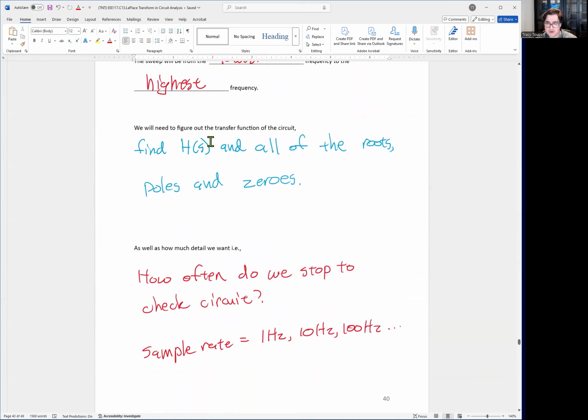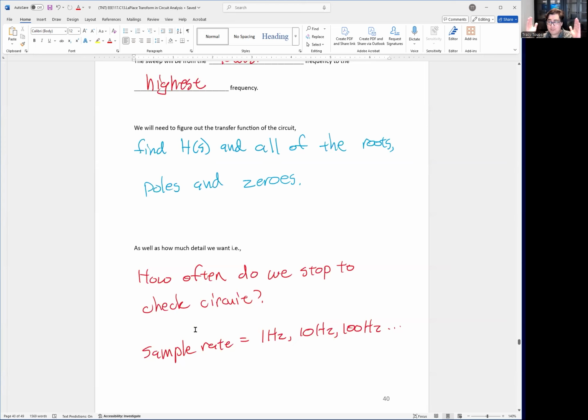So first off, we need to find that transfer function. We need to figure out all our roots. Within the roots, there's something called poles and zeros we'll talk about in a little bit. Those will be telltale signs to see what will happen in the circuit, right? How often do we stop to check the circuit? That's another big thing. What's called the sampling rate?